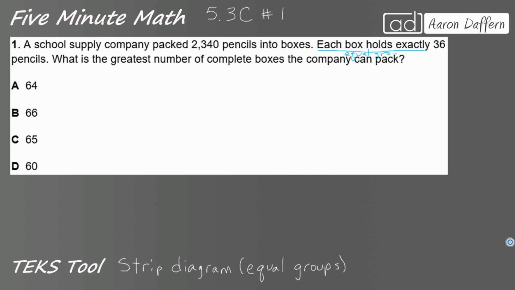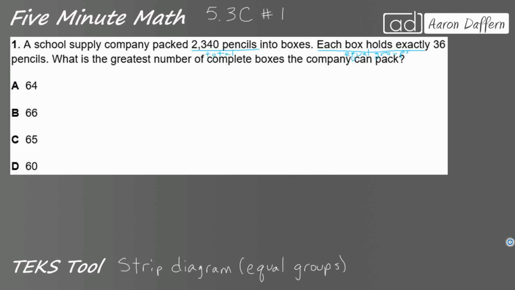And when we are dealing with equal groups, other than the equal groups term, there are three things that we're looking for. We're looking for the total, the number of groups, and the number in each group. We're going to be given two of those, and we need to find the third. So a school supply company packed 2,340 pencils into boxes. That is not the number in each box. That is not the number of boxes. That is the total number of pencils. So let's label this as our total.